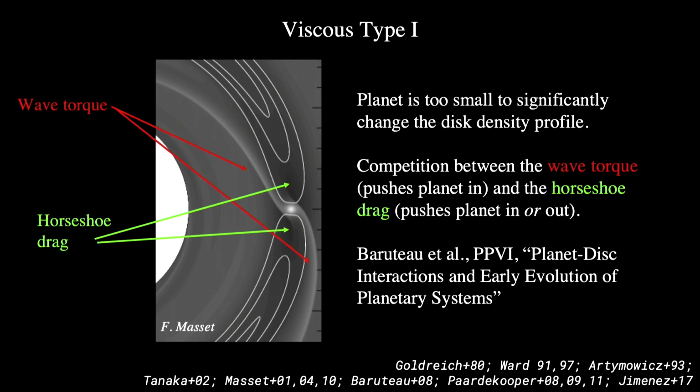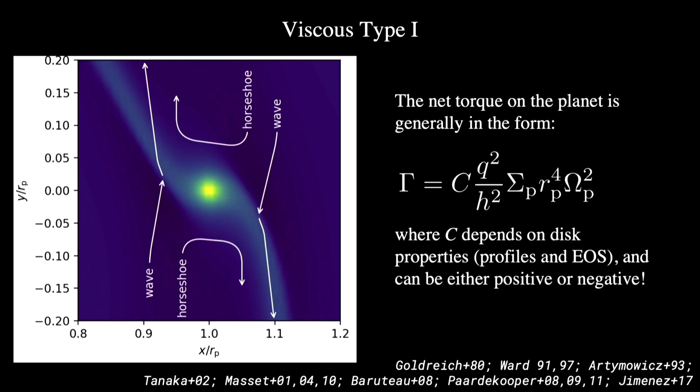And the substance of viscous type 1 was described in detail in PP6 under the chapter Planet-Disk Interaction and Early Evolution of Planetary Systems. So here, I'm not going to give any more details than this, other than to say that this is a very well understood part of planet migration. And all of that chapter, I'm going to summarize with this single equation over here.